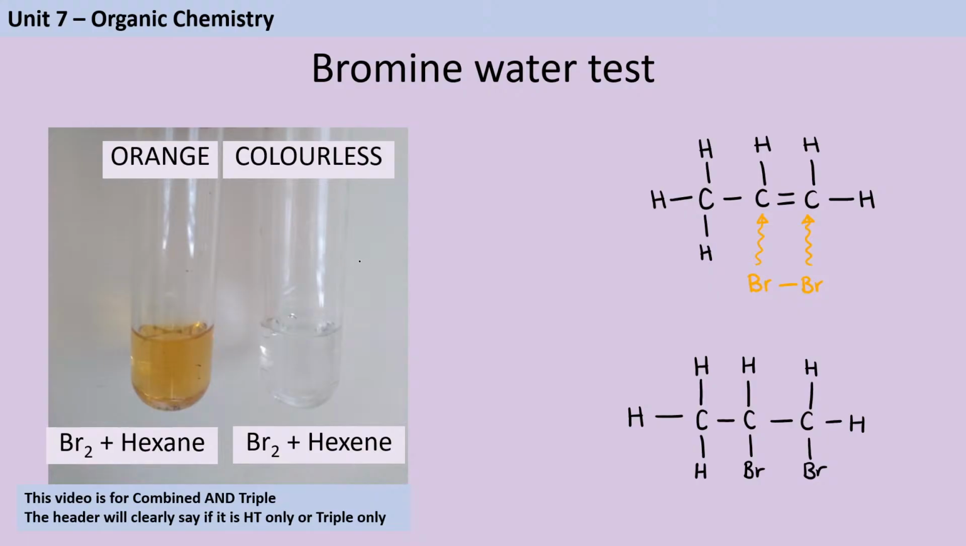This word here, colourless, is super, super, super important. You absolutely cannot write clear. Clear will not get you any marks, and it's called out every single year by the examiners, because this one is already clear. This is clear, I can see through it. It just happens to be orange. So the word is colourless.